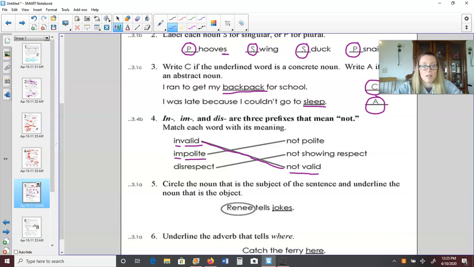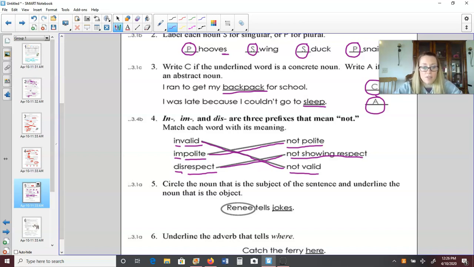Impolite. Impolite means you're not being polite, not polite. And dis, like disrespect, means not showing respect. Okay, so when we add prefixes onto words, it does change the meaning of those words.